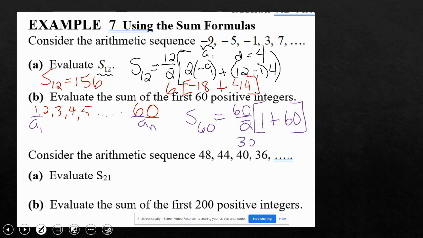60 divided by 2 is 30. 30 times 61 will give us 1,830. So if I added all of the numbers from 1 to 60, I would get 1,830 for that.